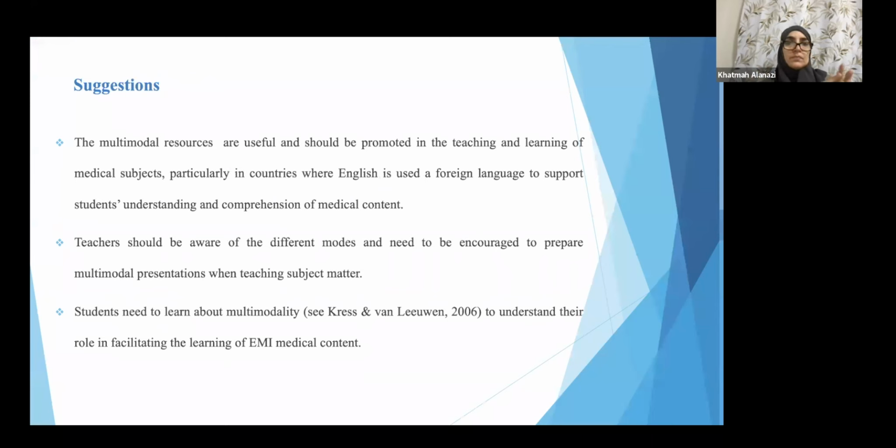Based on these findings, we suggest the following. Multimodal resources are useful and should be promoted in the teaching and learning of medical subjects, particularly in countries where English is used as a foreign language, to support student understanding and comprehension of the content. Teachers should be aware of the different modes and need to be encouraged to prepare multimodal presentations when teaching subject matter. Students also need to learn about multimodality to understand their role in facilitating the learning of medical content.